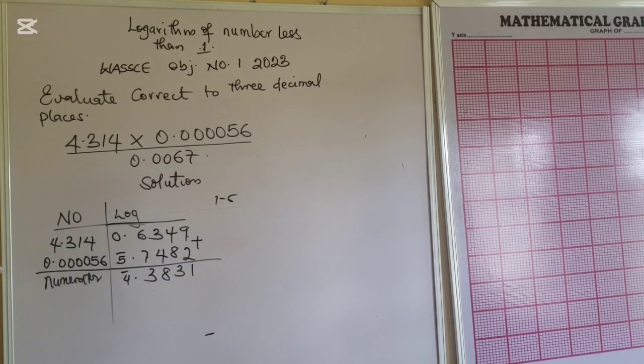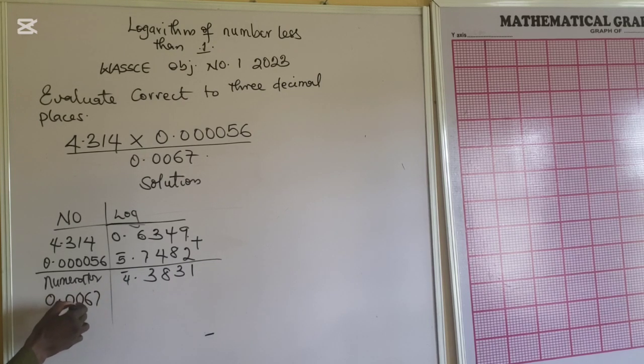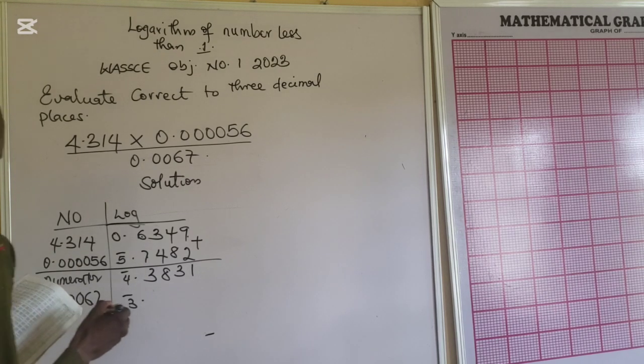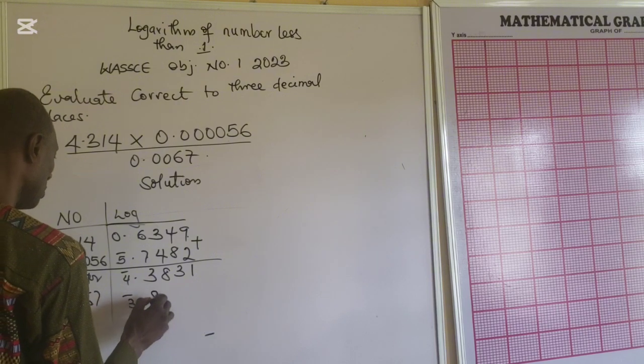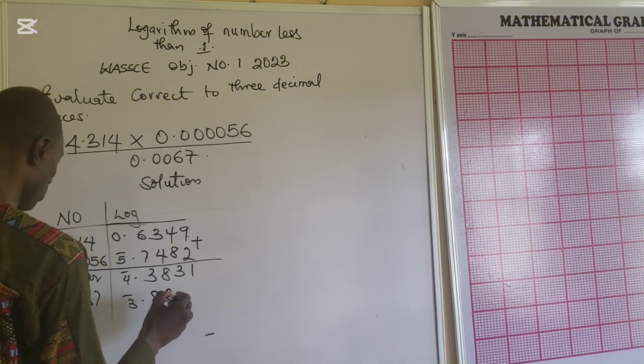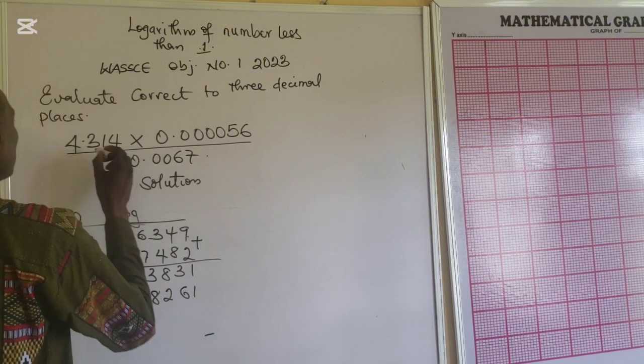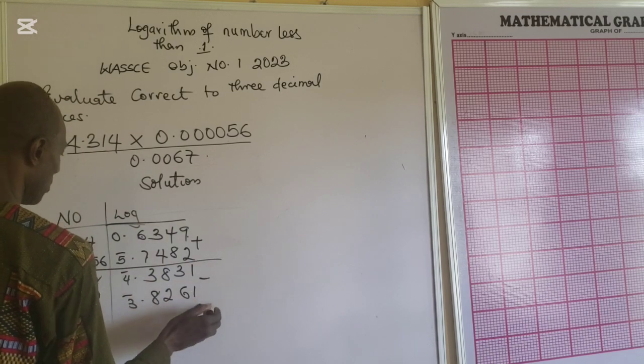Now, what is the denominator? It is 0.0067. Bar 1, bar 2, bar 3. Here is bar 3. Now, we look at 67 under 0. 67 under 0 is 8261. Since we are dividing, we subtract.